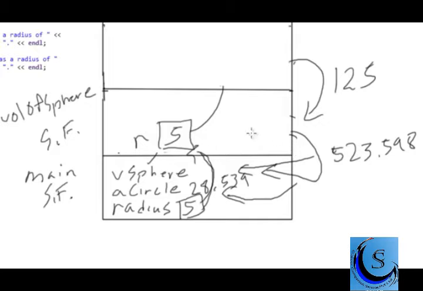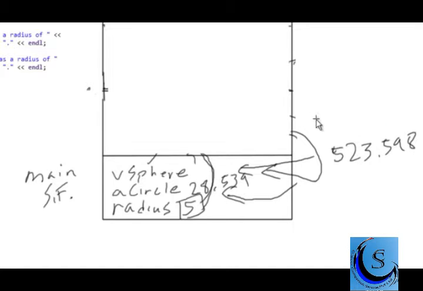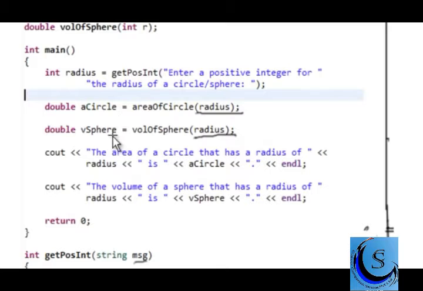As soon as that value is returned, we get this stack frame being popped off or being removed from the call stack. So I'm going to go ahead and represent that being removed from our call stack. Okay, maybe clean this up a little bit. So that 523 is being returned here to v sphere. And at that point in time, we have the radius, area of circle, and v sphere. And at this point in time, we can just simply do these output statements using cout. So the area of a circle that has a radius of 5 is 78.539. The volume of a sphere that has a radius of 5 would be 523.598.